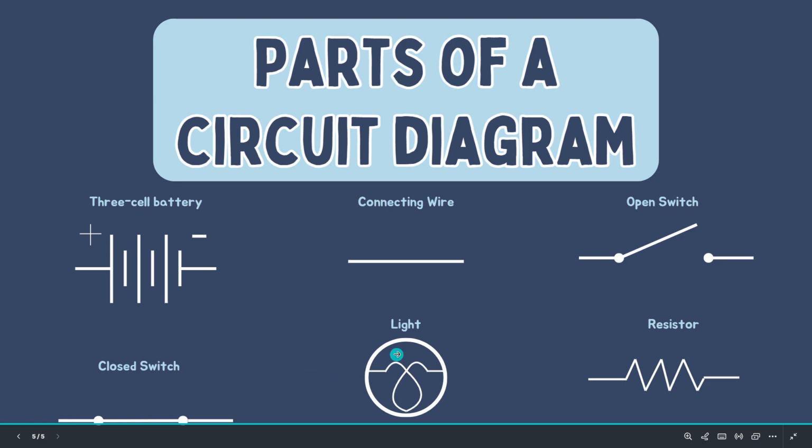This is how you would draw the lamp. I know it looks pretty confusing, but basically you start here, so imagine there's a line going straight across. You keep drawing the connecting wire, you go up, and you go around, you go back up, and then continue, and then draw a circle around it at the end.